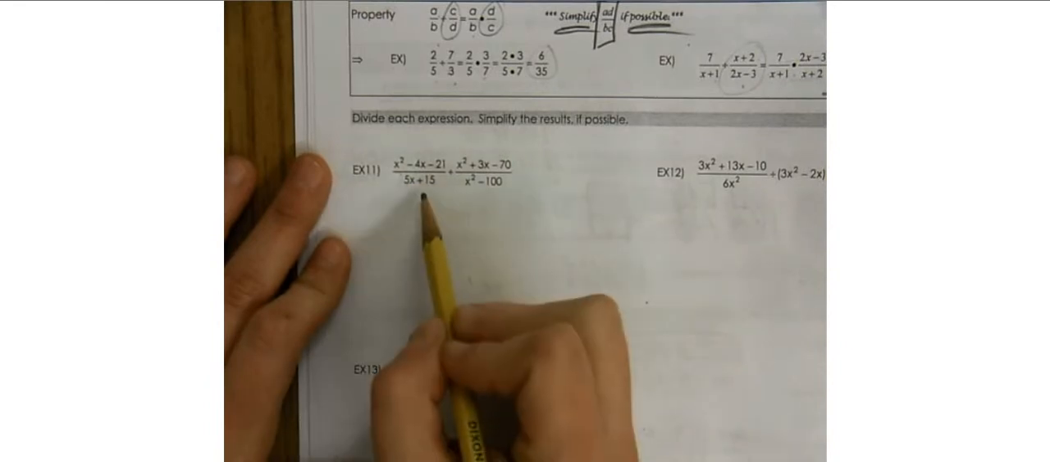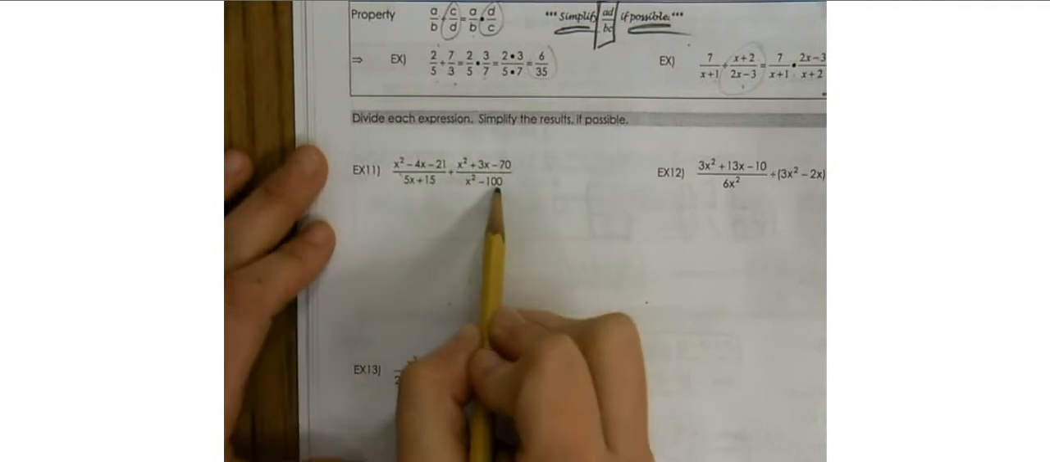We have 7 over x plus 1 divided by x plus 2 over 2x minus 3. So that means that we're going to multiply by the reciprocal of the second fraction. And when we multiply straight across, we're going to use parentheses. So please make sure that you use parentheses whenever you multiply, because our answers need to be in factored form. Here is number 11. I'm going to rewrite this problem so that we are multiplying by the reciprocal of the second fraction.